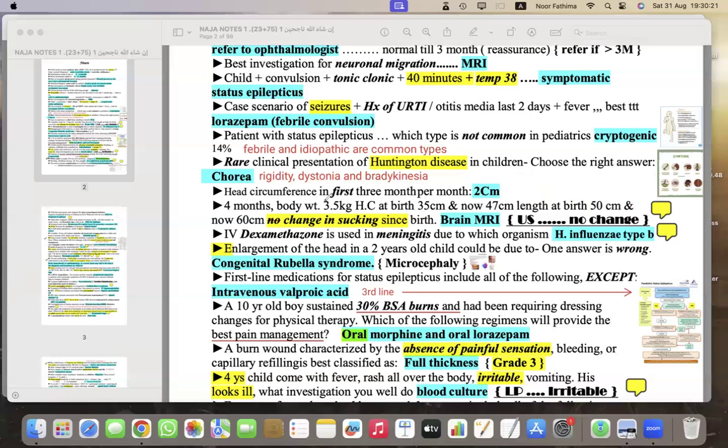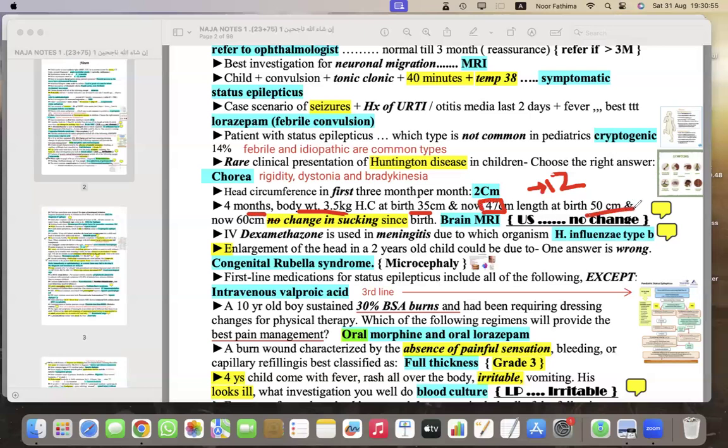Next question. Head circumference, 4 months old, body weight 3.5 kg. Head circumference at birth is 35 centimeters. Now, 47 centimeters. We read that the head circumference should grow by 12 centimeters in 1 year. But in 4 months, the child's head circumference has gone up 12 centimeters, from 35 to 47.